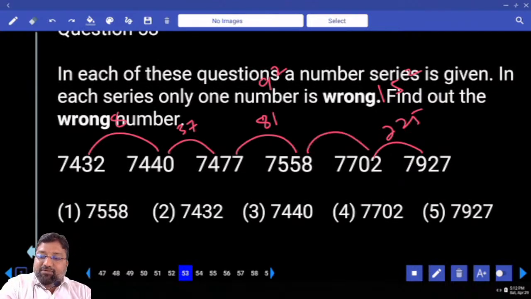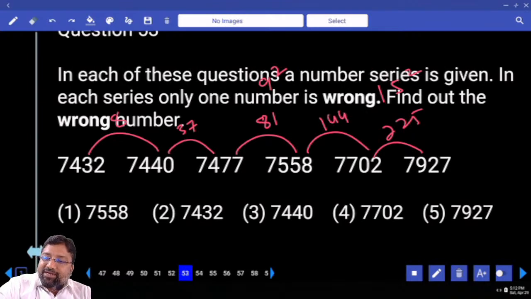From 558 we have to go to 702. How much should be added to 58 to make it 142? 42, right? Then it becomes 7600, extra 102. 42 plus 102, 144. That is 12 square. I got 3 squares. So there is trouble with the first and the second number. That is what I told you.